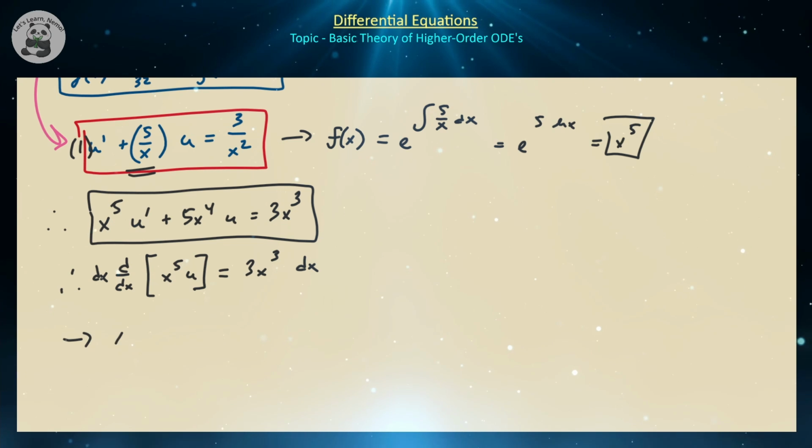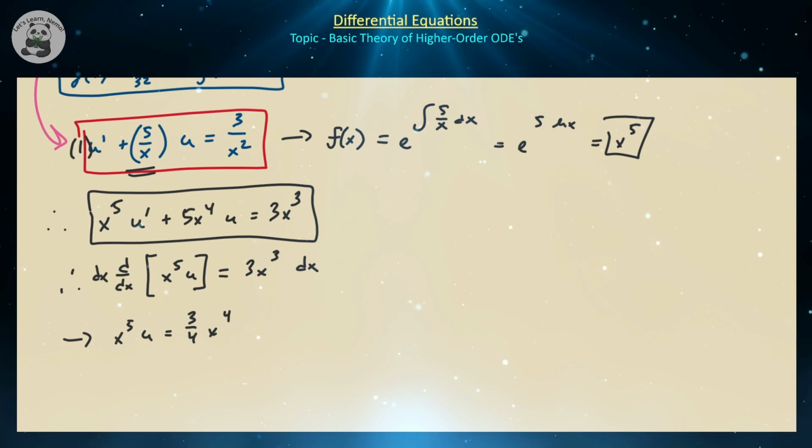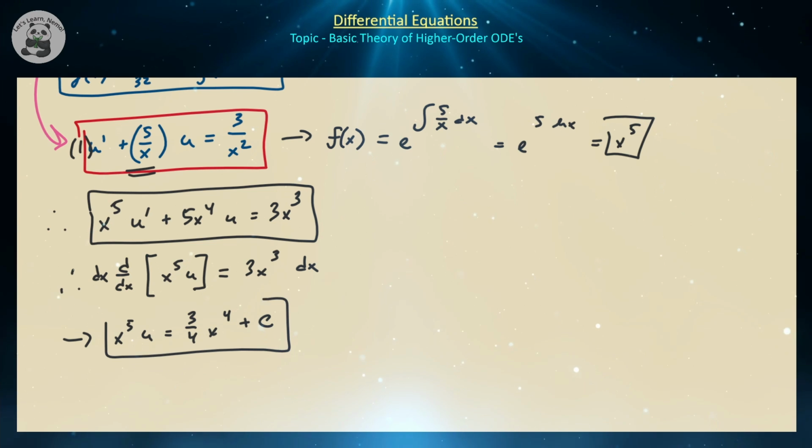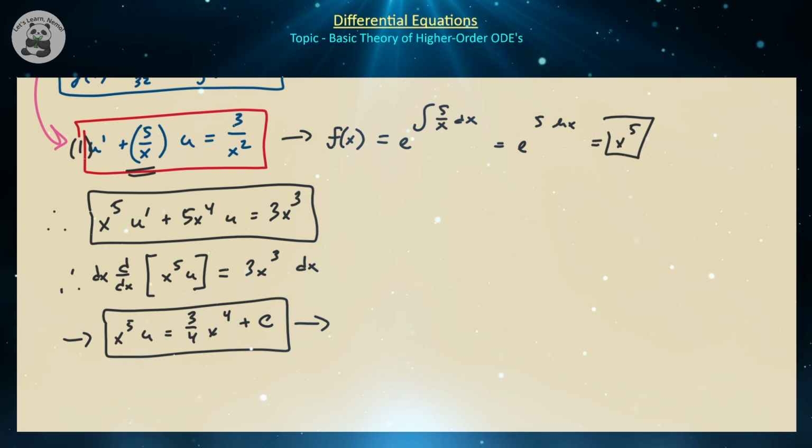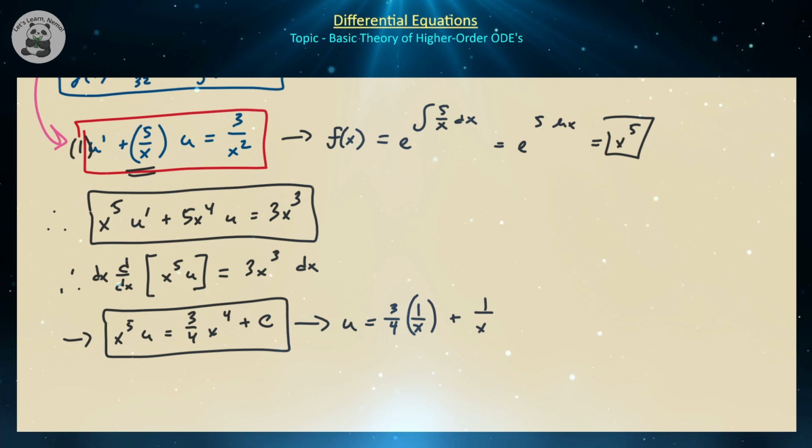We can multiply both sides of this equation by a differential of x and then integrate. So we're going to have that x to the fifth u is going to be equal to 3/4 x to the power of 4 plus some arbitrary constant c. Okay, so once we get that, keep in mind we can solve for u in this case. So we can say that u is equal to 3/4 times 1 over x plus 1 over x to the power of 5 times our arbitrary constant c.